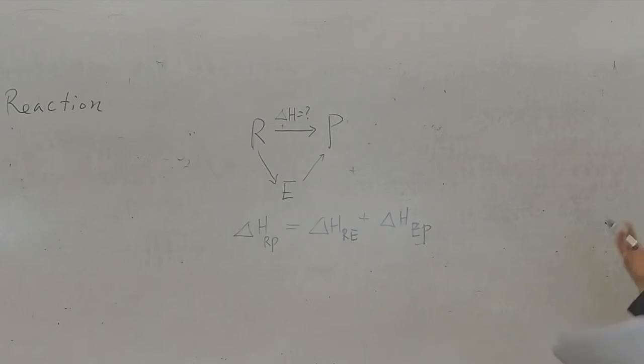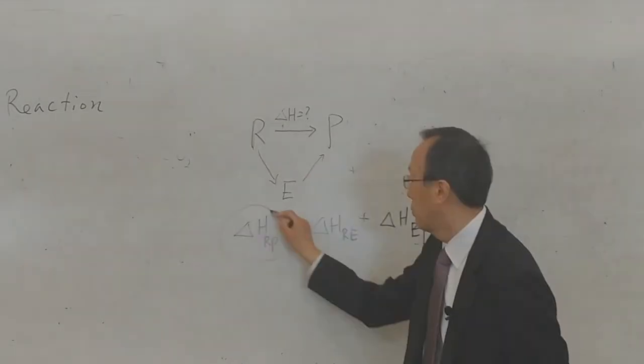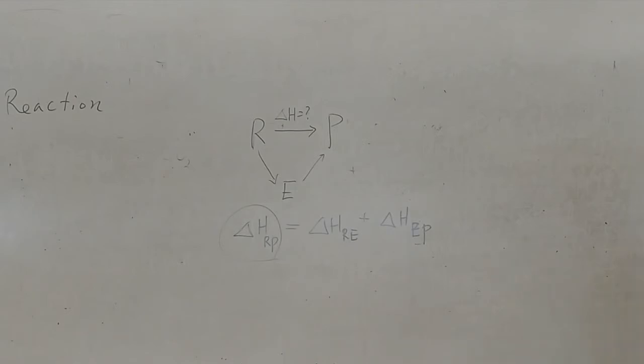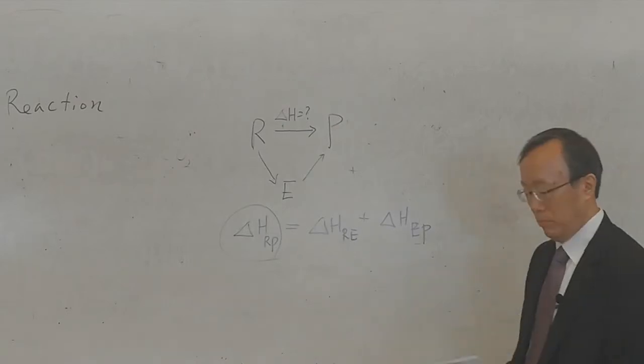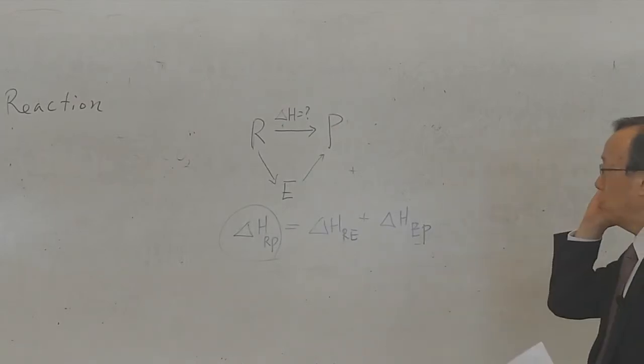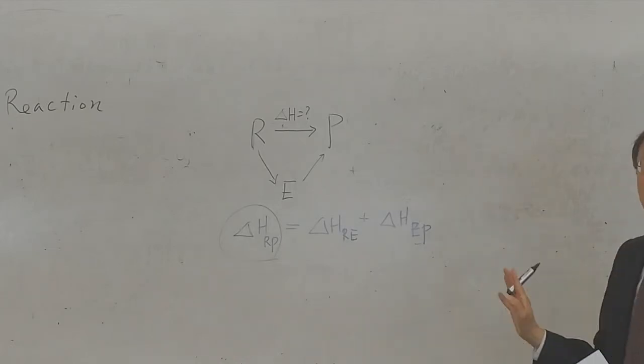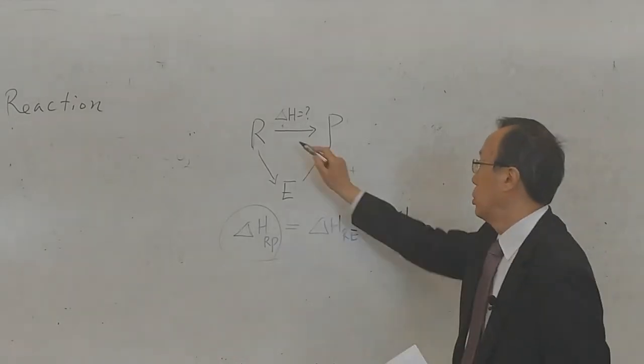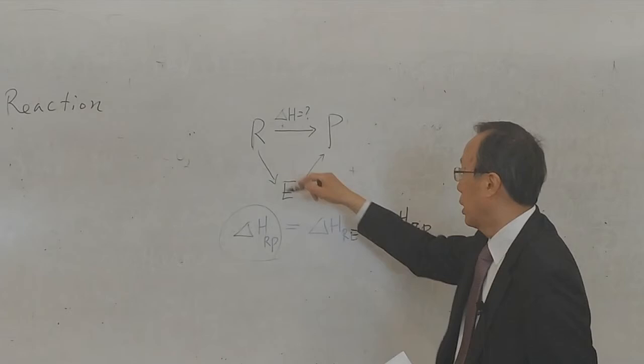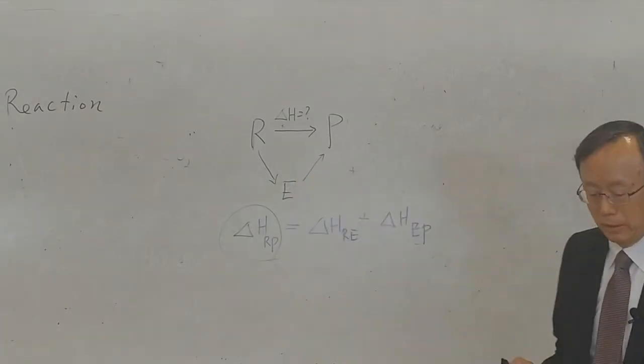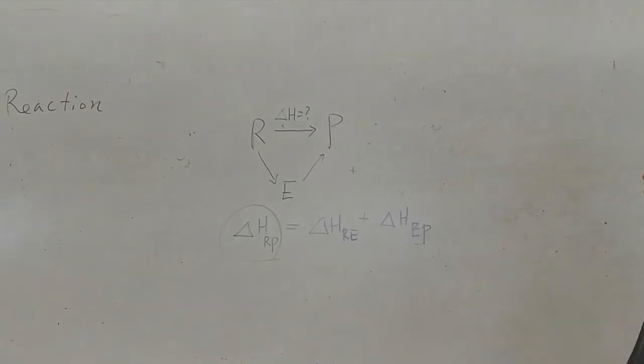But this is just the addition of delta H R E and delta H E P to yield delta H R P. This is possible because the enthalpy of reaction is a state function, path independent. So the details of how to go from R to P are of no concern. Whether you go this way or directly this way, it doesn't matter, right?